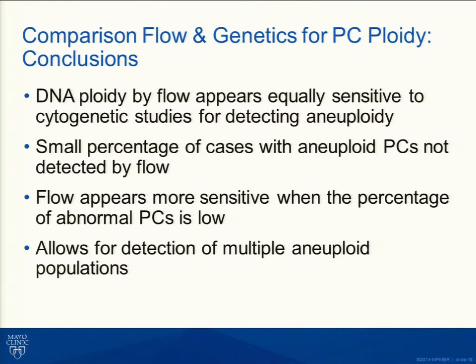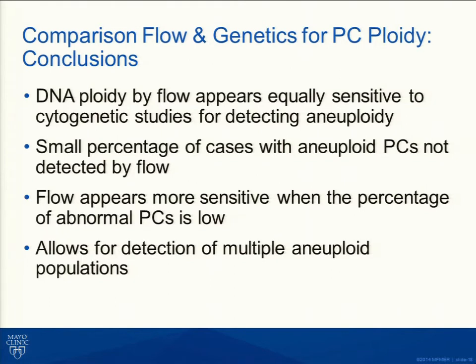There are a few cases that are abnormal by one method and not the other. There are some cases that were abnormal by conventional metaphase or by FISH, really by FISH, that were normal by flow, but these are very small, kind of at the ends of the bell curve. And overall, it seems to be very helpful when the percentage of abnormal plasma cells is low.